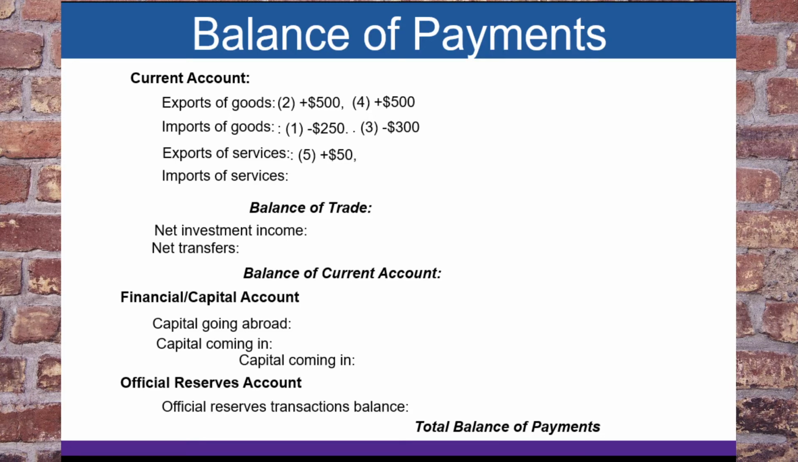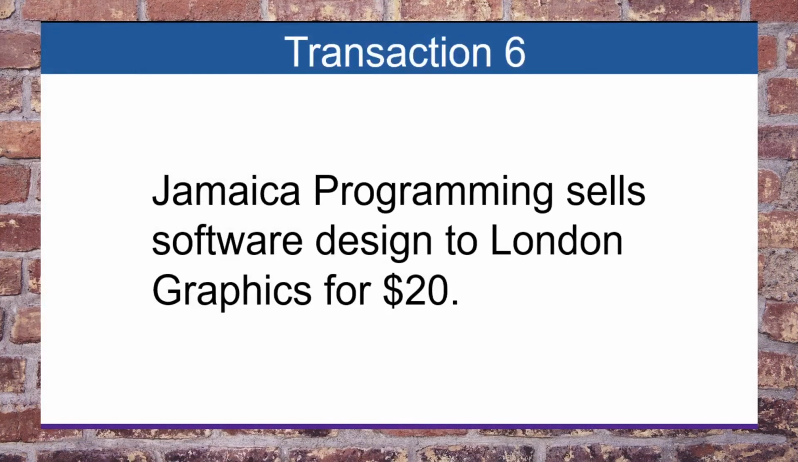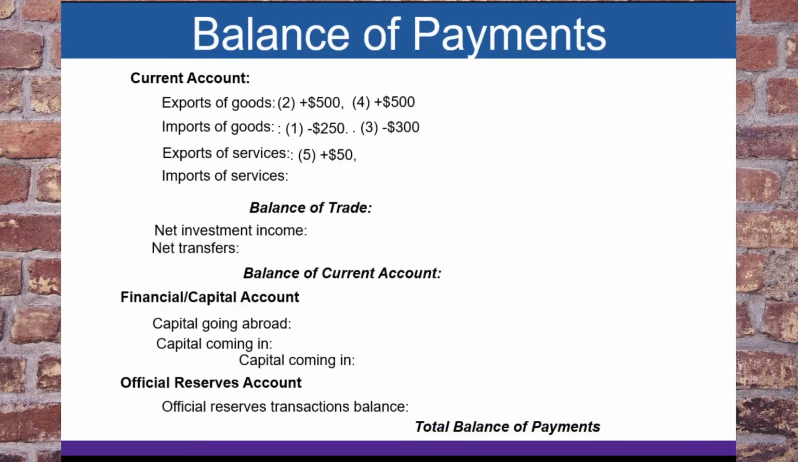Then the next transaction, transaction 6, a Jamaican programming sells software design to London, right? So what's happening here? The money is leaving the country, right? It's imported of services. So we go to our balance of payments, click here, right? And we have the $20 down as a service transaction, right?